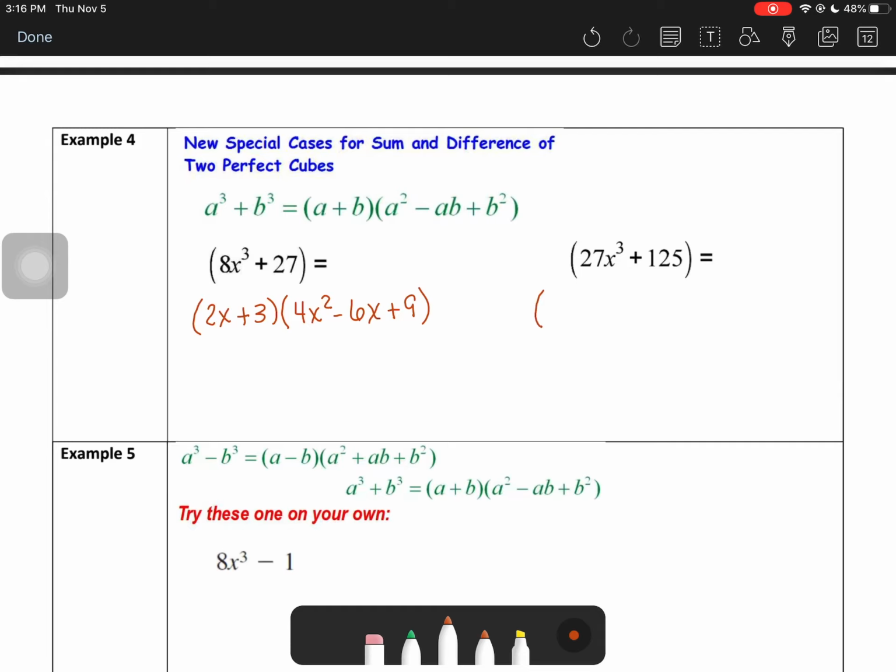In the next example, the cube root of 27x cubed would be 3x, and the cube root of 125 is 5. Square the a. 3x times 3x is 9x squared. 3x times 5 is 15x, and we'll make it a minus, and 5 times 5 is 25.